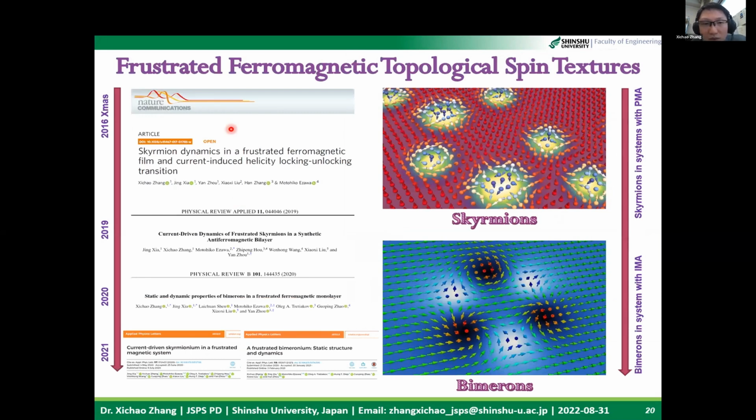So in our group since 2016, we have been working on the study of frustrated skyrmion dynamics. And in recent 2 years, we are also working on the dynamics of some other topological spin textures in frustrated magnetic systems, such as the bimerons and the three-dimensional skyrmion strings.